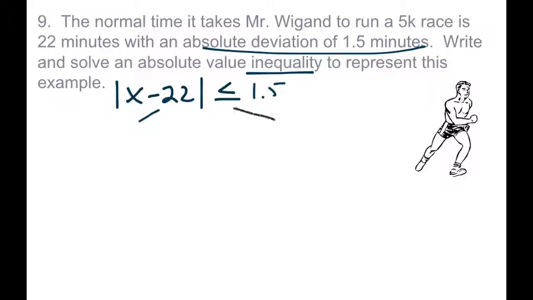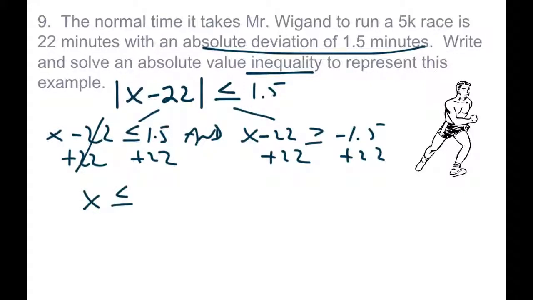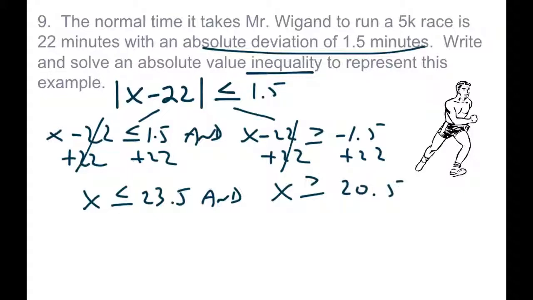Alright, so I'm going to break that up into two parts. X minus 22 is less than or equal to 1.5. This is less than, so it's an AND. X minus 22, we change it to greater than or equal to, and make it negative 1.5. We'll add the 22 to both sides. We'll do that for both inequalities. That cancels. X is less than or equal to 23.5, and x is greater than or equal to 20.5.